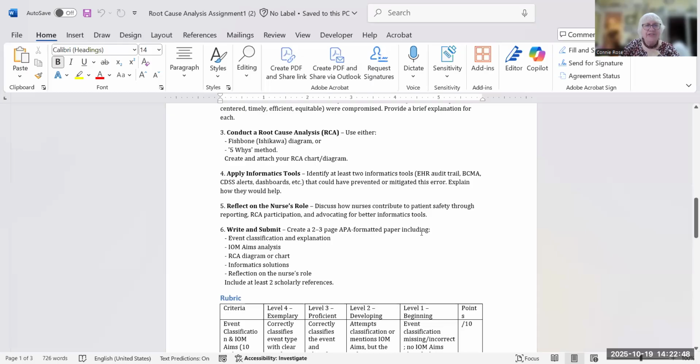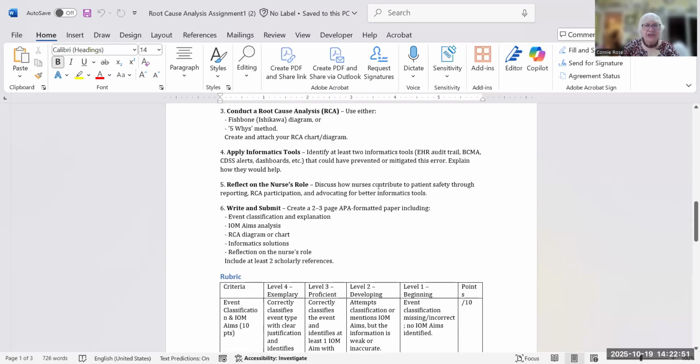As far as the informatics tools, you need to identify at least 2, such as either the audit trail or the barcode medication administration, CDSS alerts or whatnot, and explain how this could help to prevent the accident from occurring. All right. The wrong medication dose. So reflect on the nurse's role, and then you're going to go ahead and write this up.